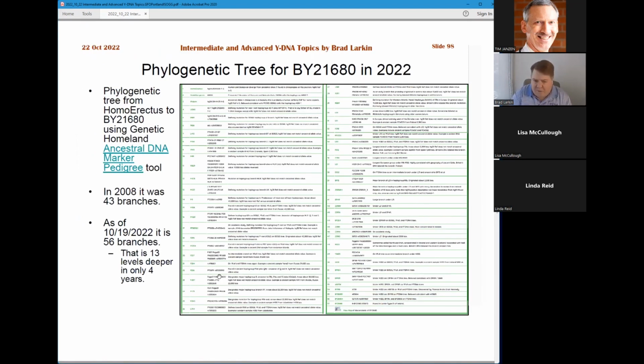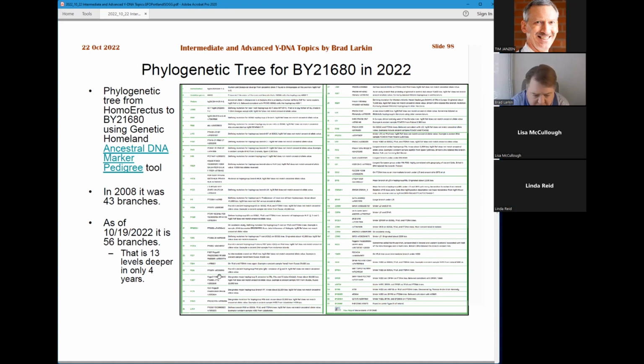Another thing we have on Genetic Homeland is a pedigree tree to show you as an individual, your ancestors by the Y-DNA tree. So it's not showing all the side branches. This is just your branches. So in 2008, this person had 43.